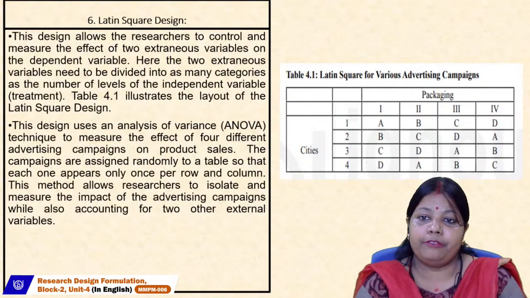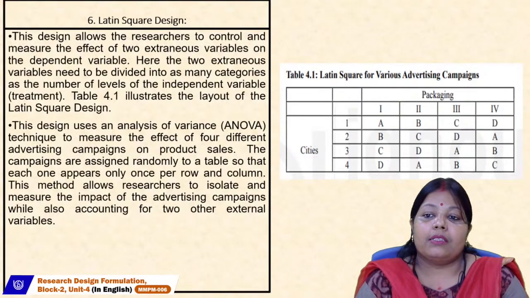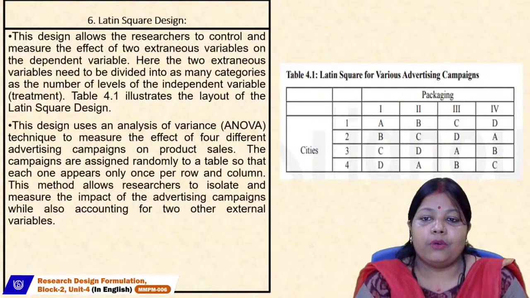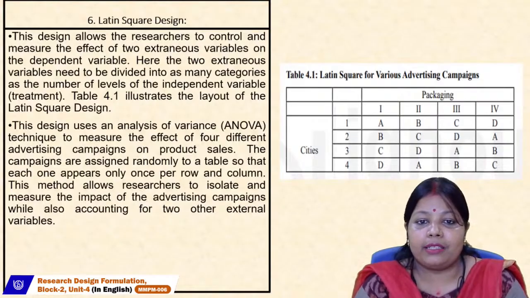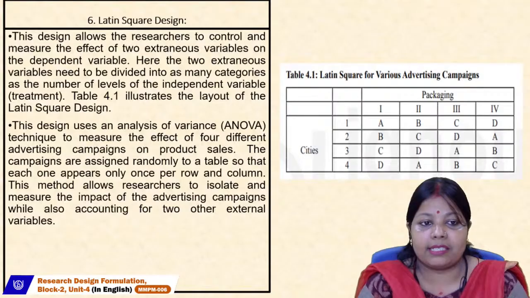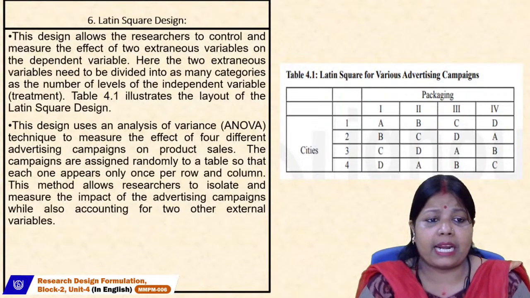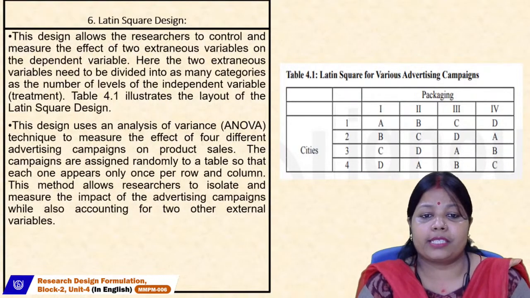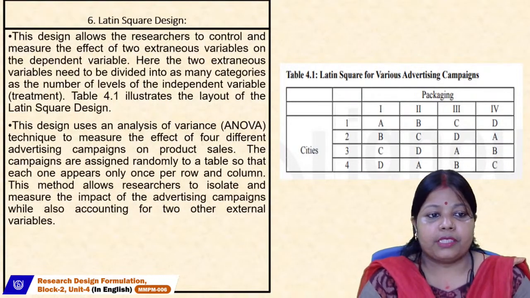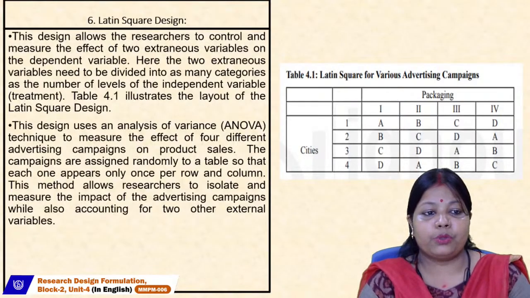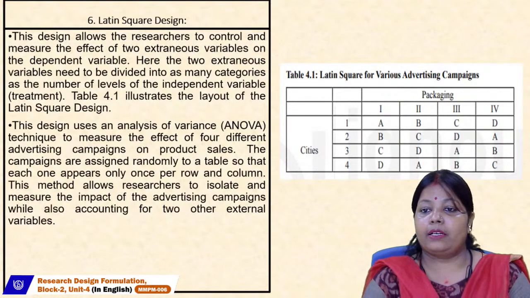So if you want to get the solution to the problem which we have arranged here, we need to apply ANOVA, that is analysis of variance techniques, to measure the effect of four different advertising campaigns on product sales. The campaigns are assigned randomly to a table so that each one appears only once per row and column.